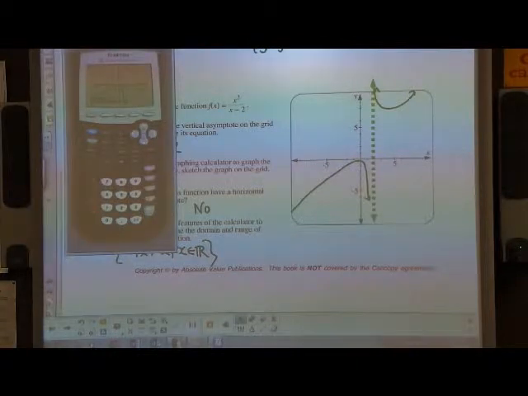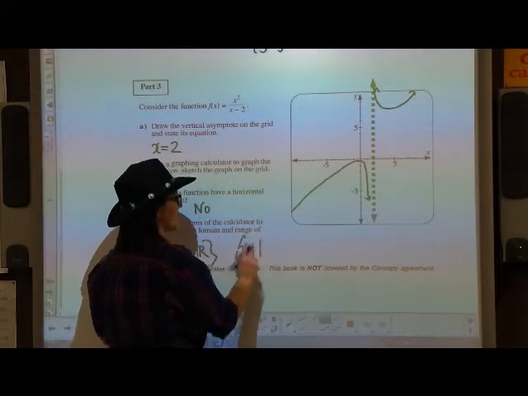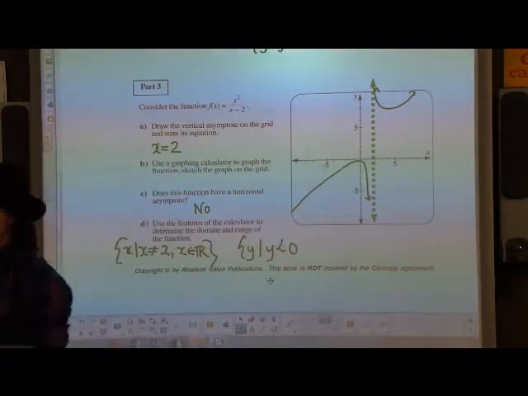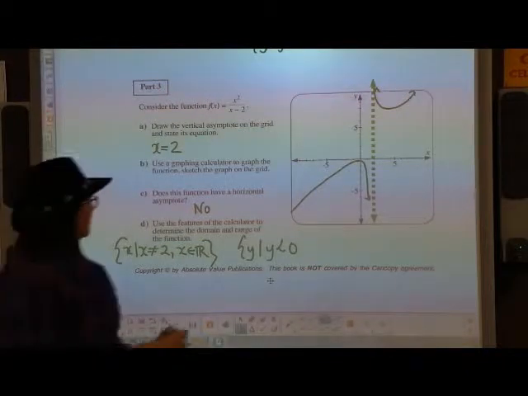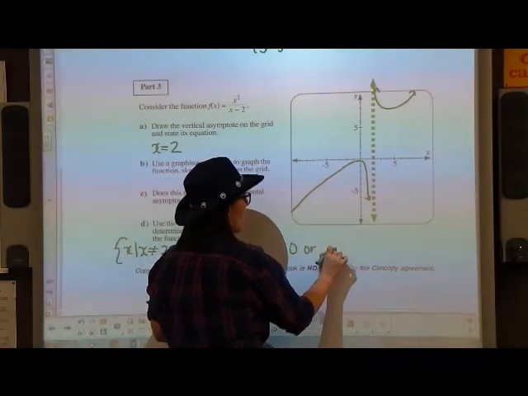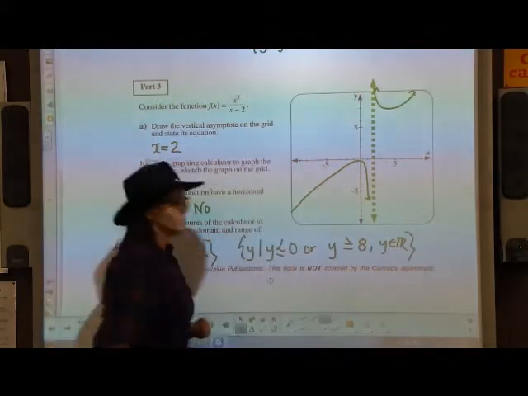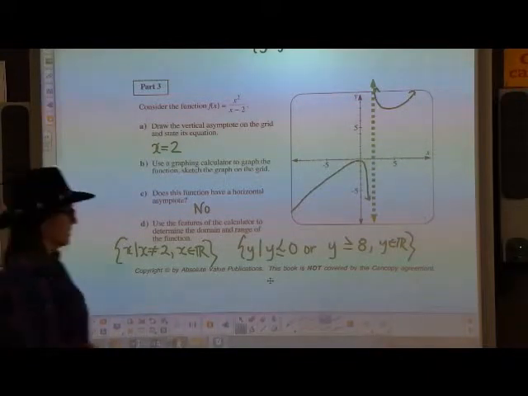So when I write this out, my range would be to set a y value such that y has to be either less than or equal to 0. Can it equal 0? Yep. Or y has to be greater than or equal to 8. And it is important that we use the word or, not and, because it can't be less than 0 and greater than 8 at the same time. It's only one or the other. Okay?